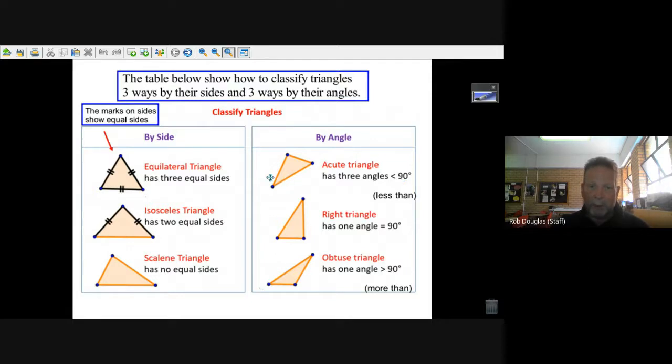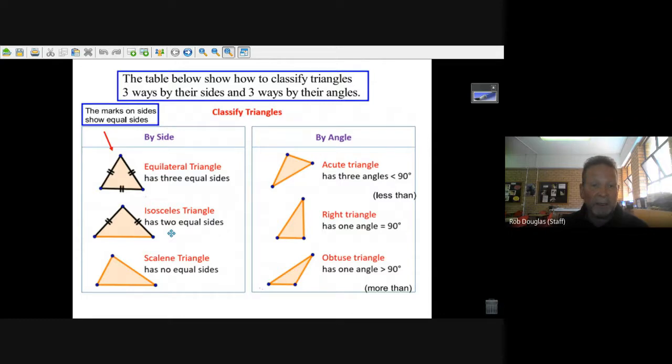So in this picture here, you might see an acute triangle. That looks a little bit like a right angle, but if all the angles are less than 90 degrees, it's called an acute triangle. An equilateral triangle is a really good example of an acute triangle because we know there's 60 in each one.